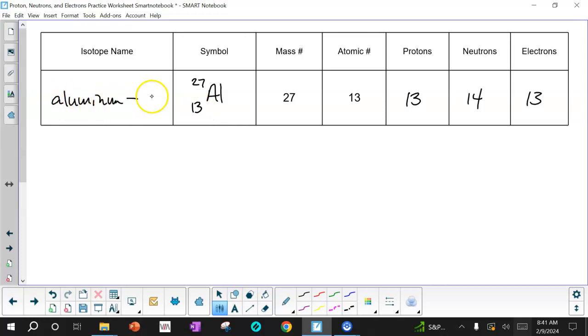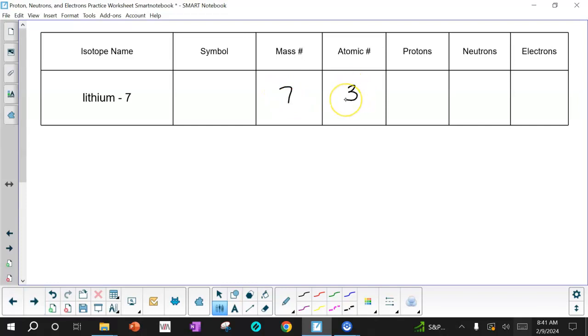Aluminum-27. Lithium 7, I find lithium on my periodic table. I see that its atomic number is 3. 3 protons. What number plus 3 is 7? 4. 3 electrons. Li 7, 3.